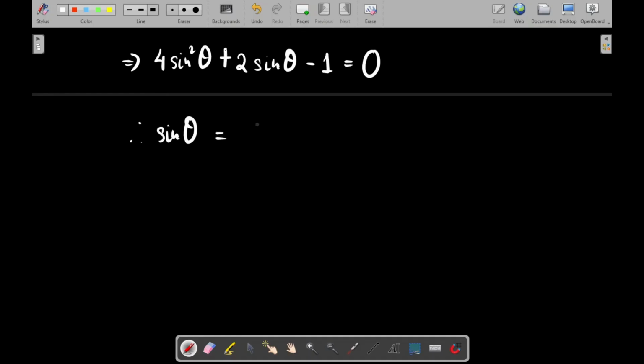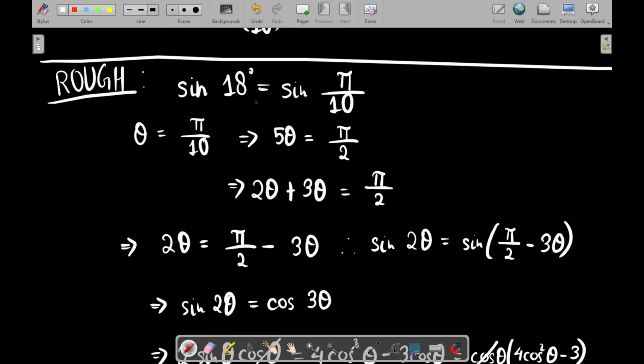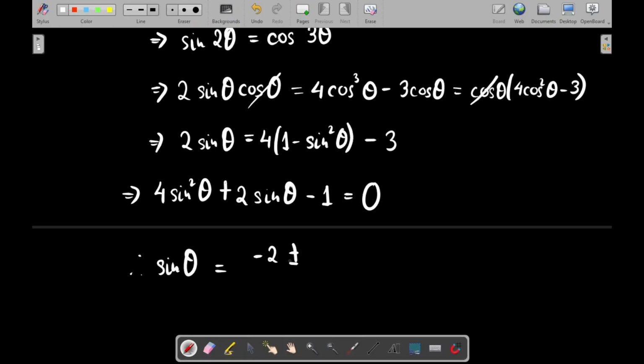So sin theta will be nothing but minus 2 plus, here since sine 18 degree is an acute angle, and the value of sine in the first quadrant is positive, this has to be the positive root here, not the negative root. So we are only taking the positive root here since this is an acute angle.